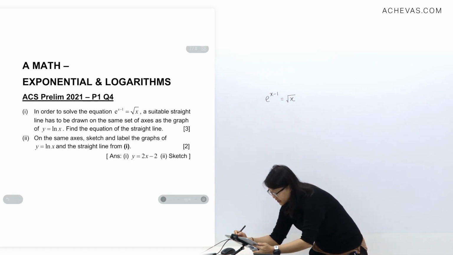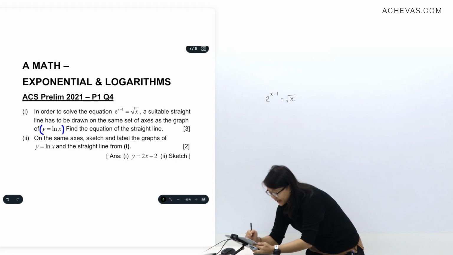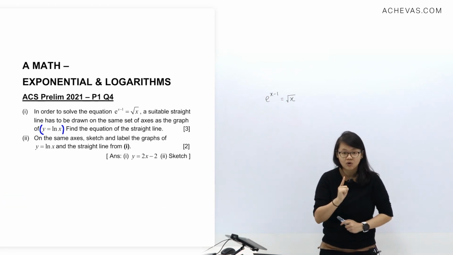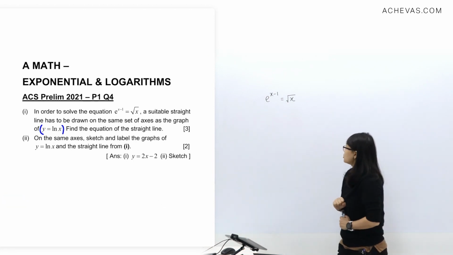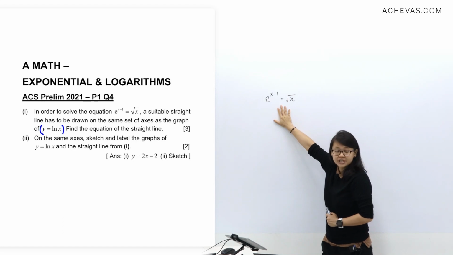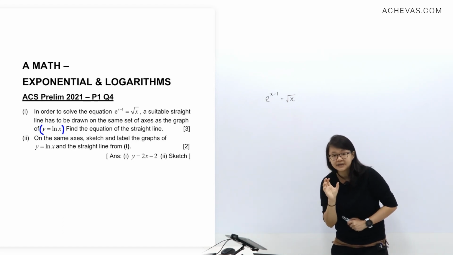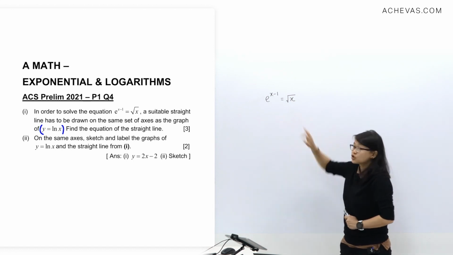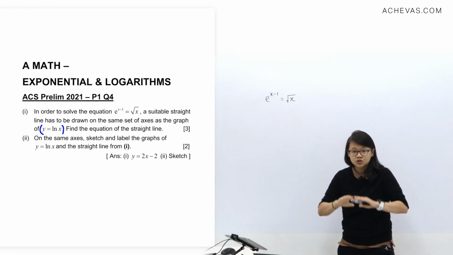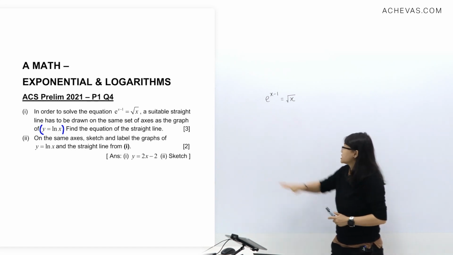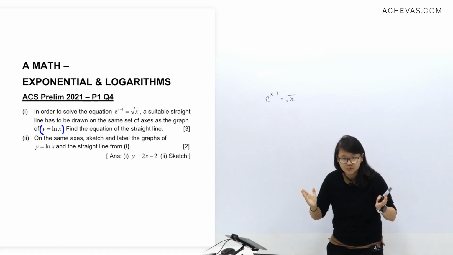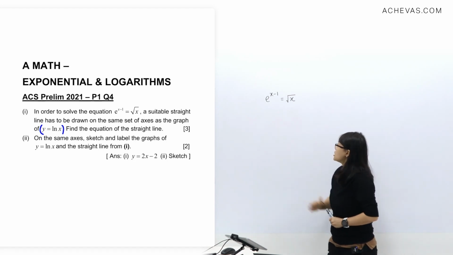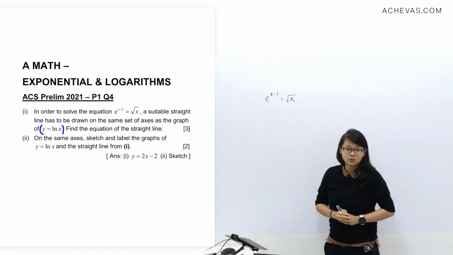Now let's focus on the question here. You are given that y equal to ln x has to be drawn as one of the graphs. So the idea is that we're going to arrange this equation so that ln x will appear either on the right hand side or the left hand side, okay? Now I'm going to show you two ways you can do this. The first way is usually what most students will do, because they see an e here, you will straight away take ln both sides, which is okay, all right? So let's take ln both sides here and see what happened.